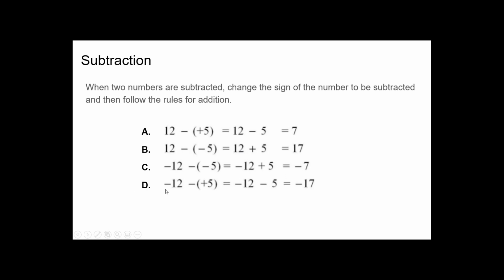And D is -12 minus plus 5. So the difference between this top one and this one here is that this was not a negative number. Now we're dealing with a negative number here, and once this is removed, even though it is positive, it is -12 minus 5. So basically, in a sense, we're adding a negative, and that equals -17.